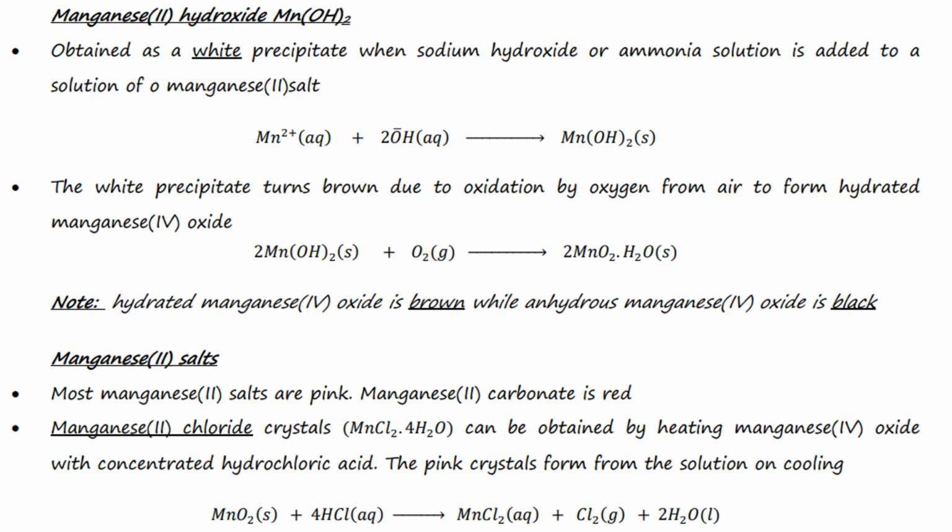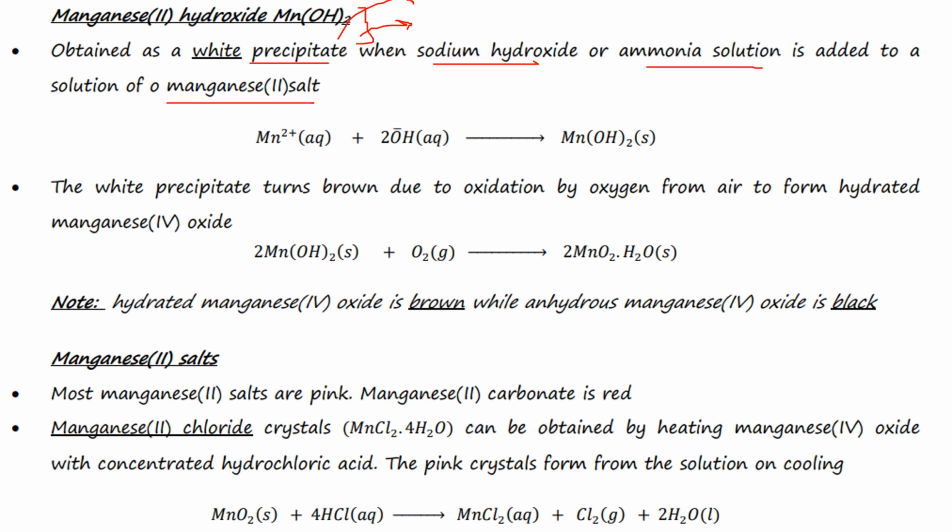Now looking at the other compounds in which manganese exhibits the +2 oxidation state, we are going to look at manganese 2 hydroxide. Just a brief talk about manganese 2 hydroxide. This is a white precipitate. Usually you see this in the laboratory during your practicals. It's obtained as a white precipitate when we add sodium hydroxide or ammonia solution to a test solution of a manganese 2 salt, or a test solution containing manganese 2 ions.